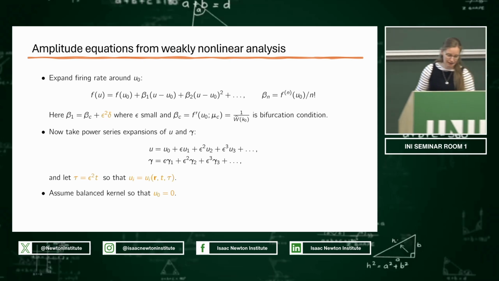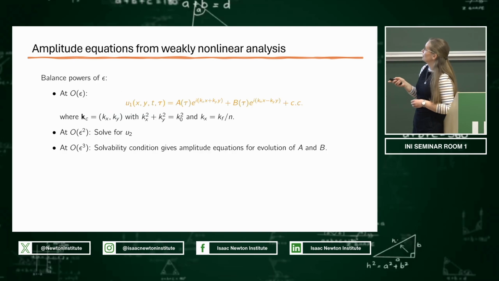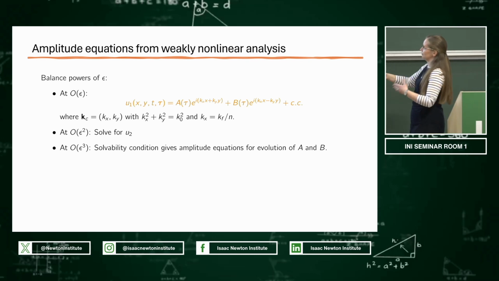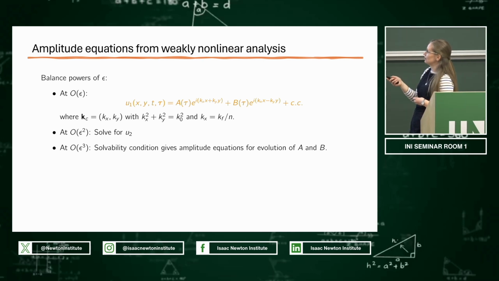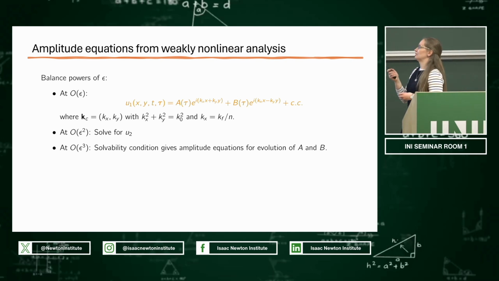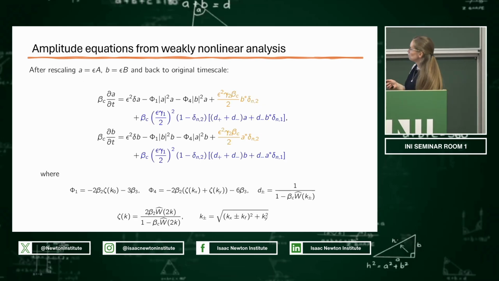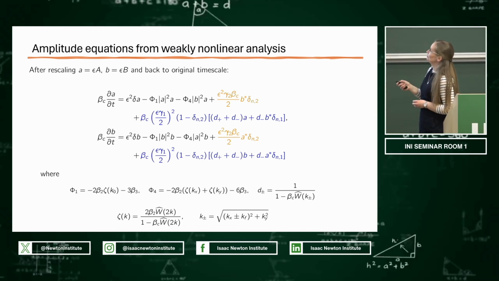We're going to assume this balanced kernel so that our homogeneous steady state is at 0. You do the standard thing: you solve at first order and get your plane waves, where kx squared plus ky squared is k0 squared, then solve at second order, and at third order you get your solvability condition, which gives you your amplitude equations for the evolution of A and B. Then if you put them back into the original scaling, you get these lovely amplitude equations.